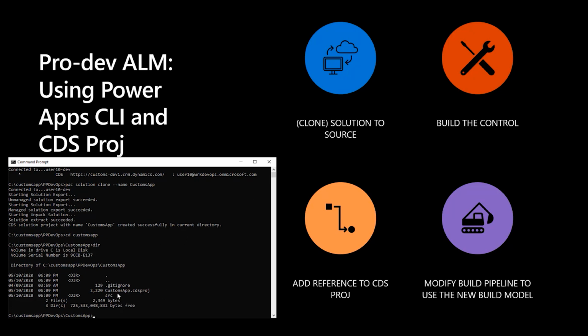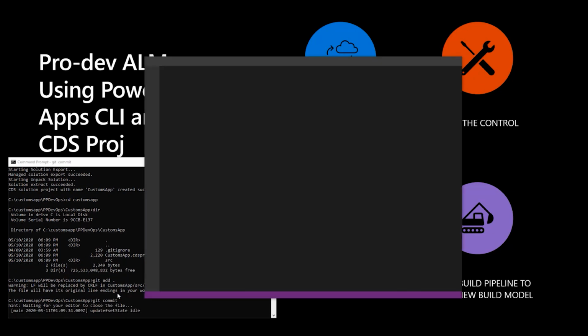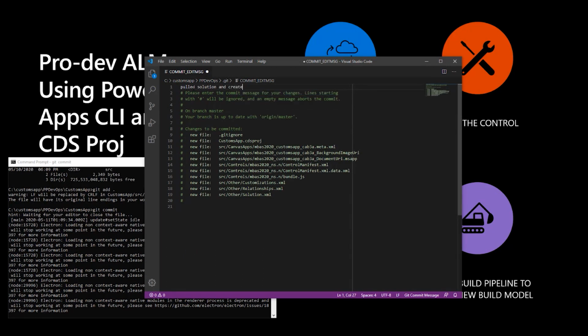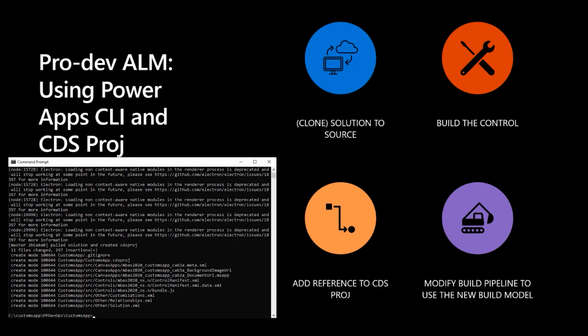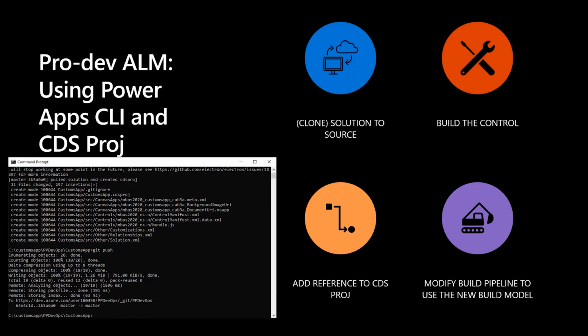So let's go ahead and add that, and we say pulled solution created CDS proj, Control S, and we're going to do a git push into that here. Now, so that's done.